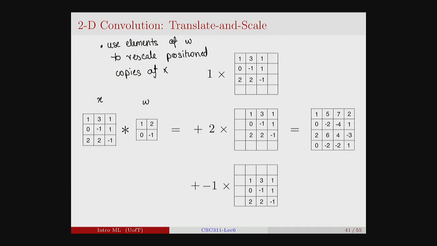We're going to take elements of W this time: 1, 2, and minus 1. For each element of W that we scale X by, we put X in the position where that element is in W. Element 1 is in the top left position of W, so we take our matrix X and put it in the top left position of this 4x4 matrix. Similarly, element 2 is in the top right position, so we put our input X in the top right position of this 4x4 matrix.